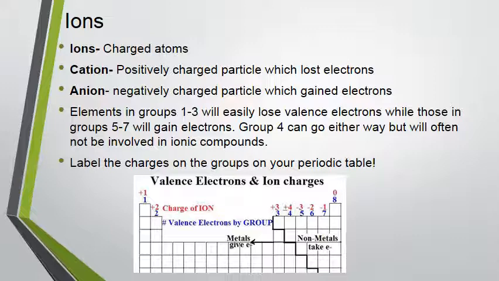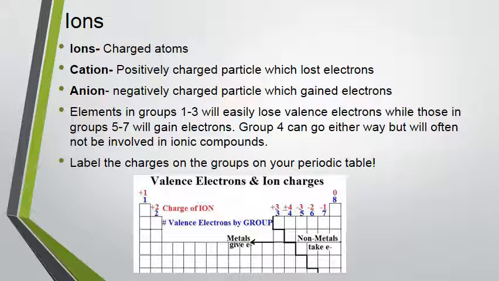Yes, it is pronounced cation. So a positively charged particle which lost electrons to become positive. If we think of a neutral atom, say it has 3 protons and 3 electrons, that's neutral, 3 of each. Well, if it loses some of those electrons, then it has more positive parts, so it's positively charged. So we get cations that way.